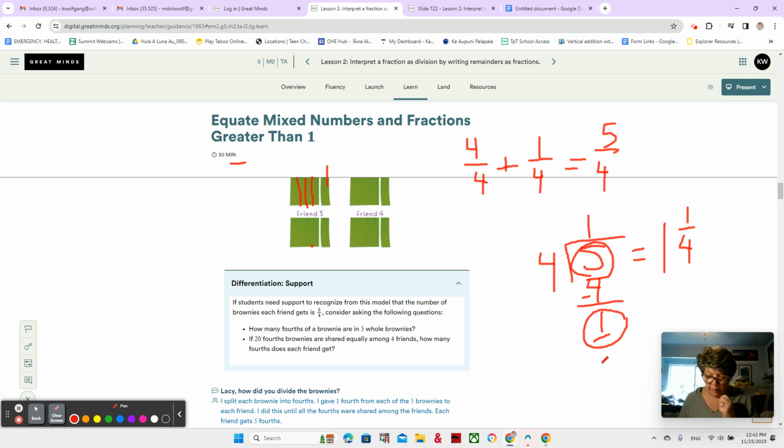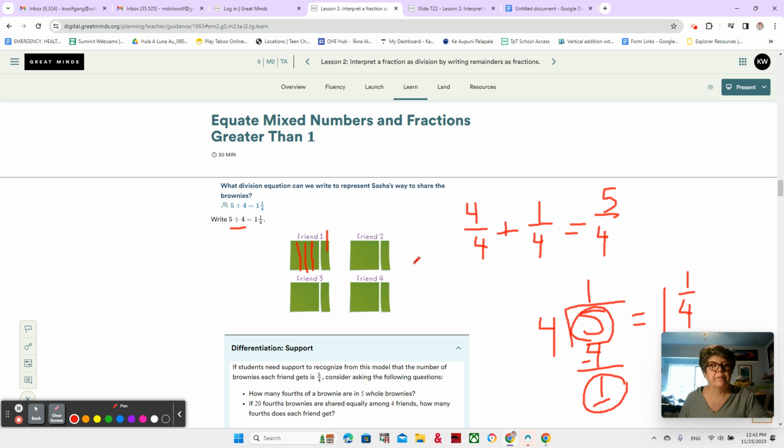Because we know about the relationship between fractions and divisions, we can express the remainders as fractions and complete the division equation like this one. 5 divided by 4 equals 1 1/4. Okay, nice job, everybody.